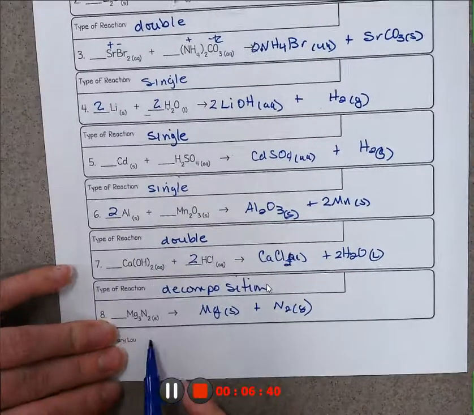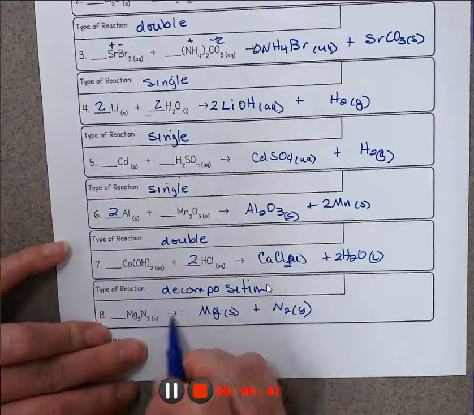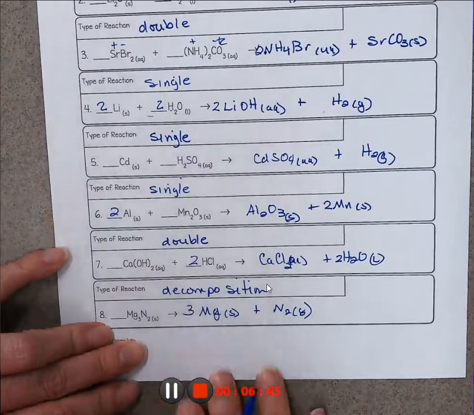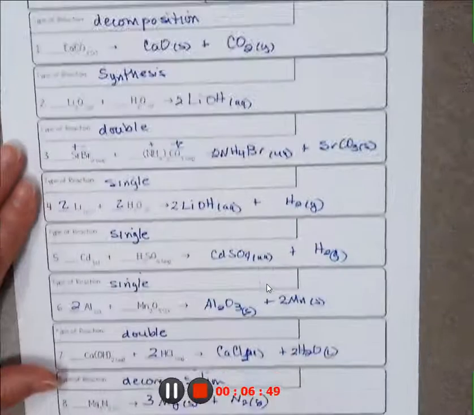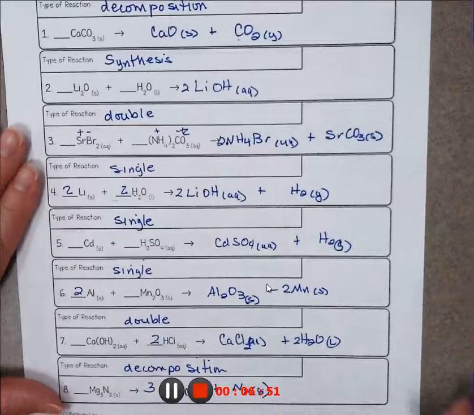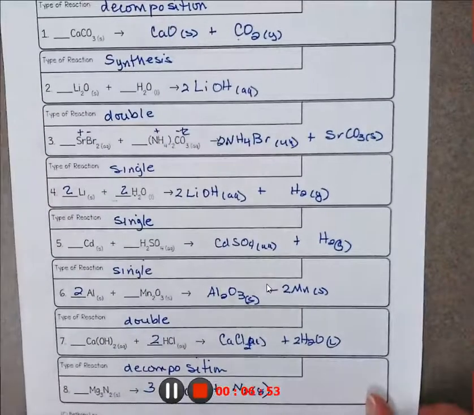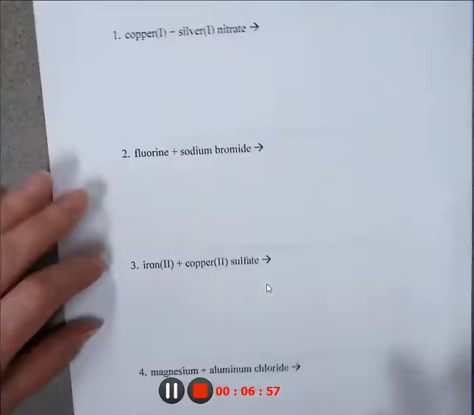And so we end up with 3 magnesiums, 2 nitrogens, and then we've got a balanced equation. Okay, and that's how you can complete those and predict the products and identify the types. And then I have a few more that I can do with you here.